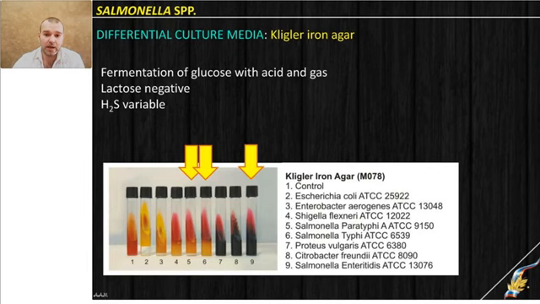If we use Kligler iron agar, then we have very diverse properties because Salmonella has a huge number of different serotypes. Results on Kligler agar can be absolutely different. Some produce gas, some produce H2S, but in general fermentation of glucose always takes place with formation of acid and gas.